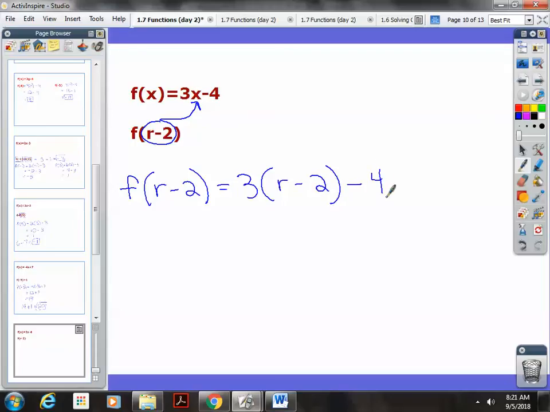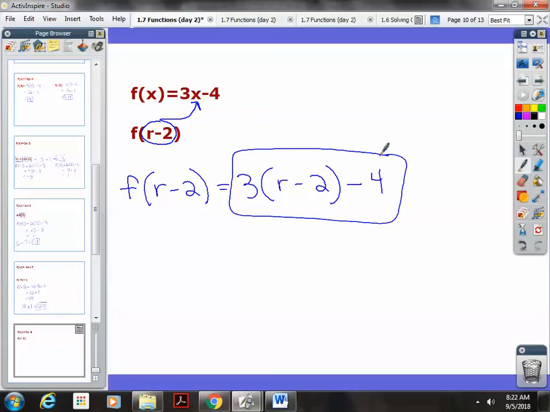Put parentheses around that r minus 2. Now this is different. We've not substituted in an expression yet. It's the same process. We're taking what's in parentheses in our function, and we're replacing x with whatever's in that parentheses. In our case, it was r minus 2. So this is the problem that I'm evaluating. Ignore the left side.